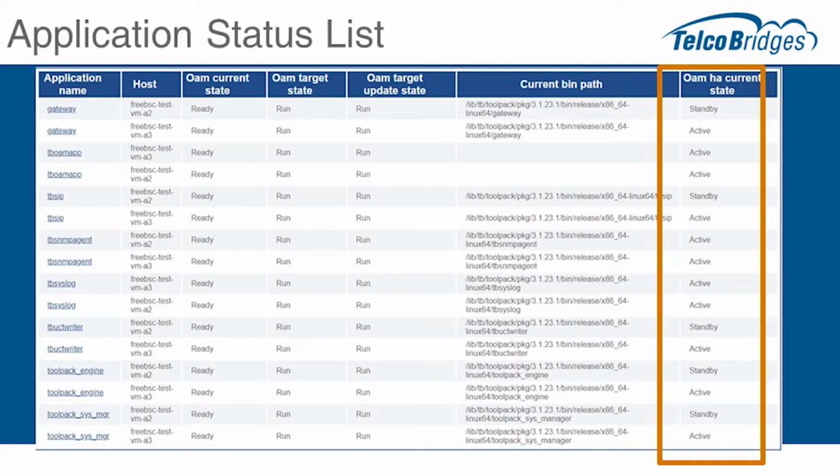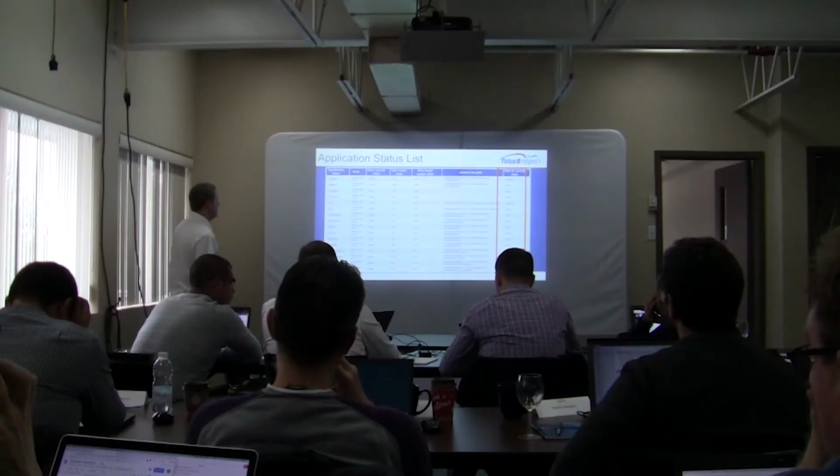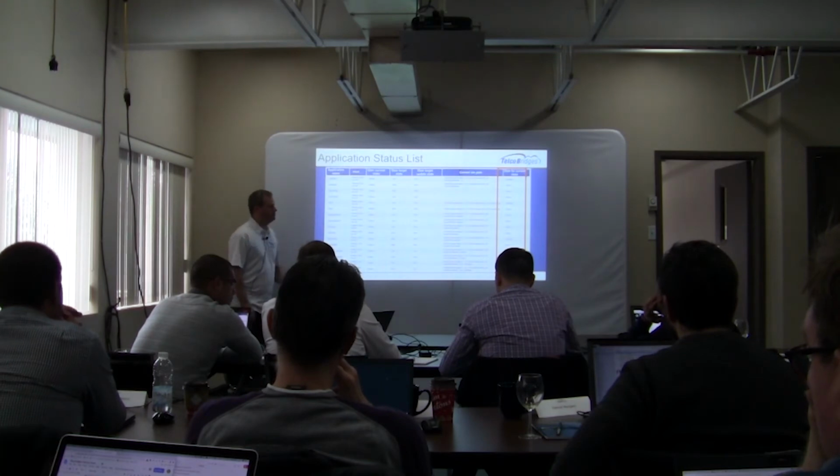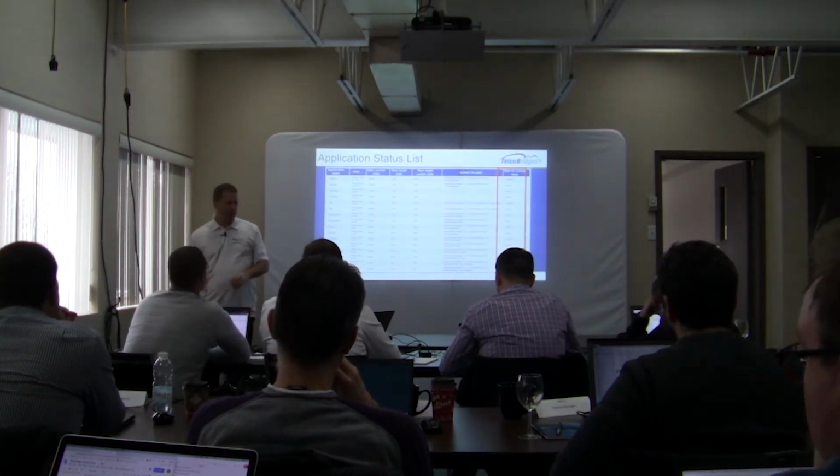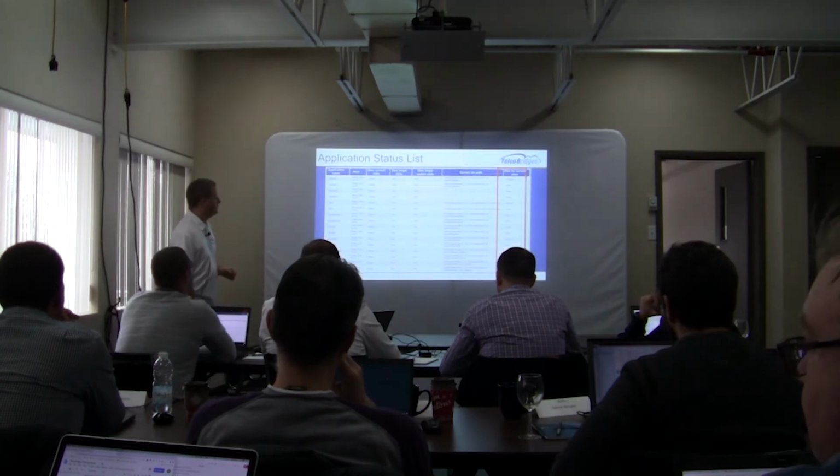So if you look in the application status list, you can see all the applications that are running. And I noticed when I did this that we don't see the TBrouter here. I think it's just because it's not controlled with TBOMAP. It's a special application.